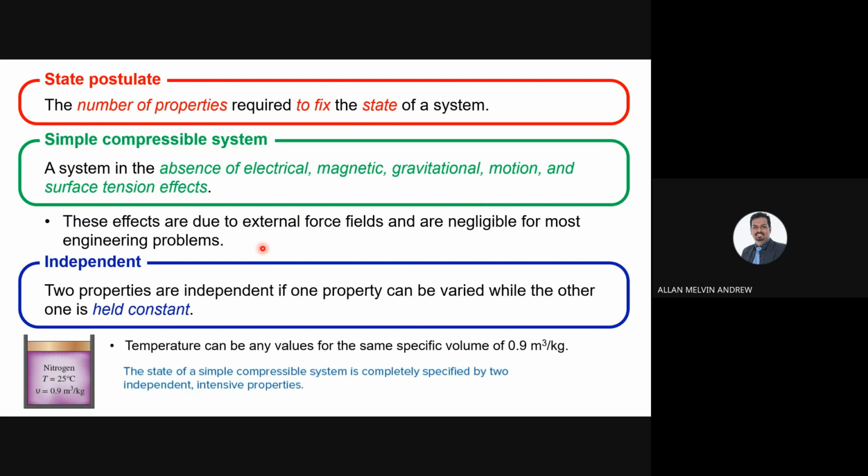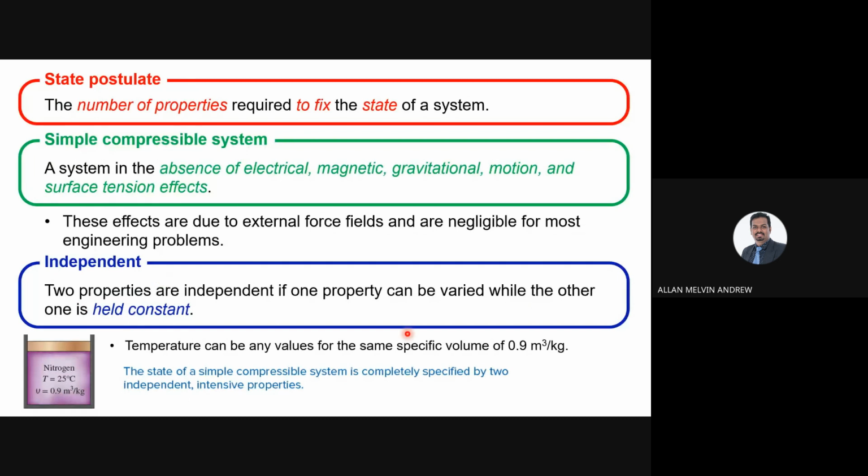Okay, then we have a term called independent properties. Two properties are independent if one property can be varied while the other one is held constant. So let's say you have two things that you want to control, two properties, for example mass and temperature. If the mass and temperature are not connected, meaning one is not influencing the other, we can say that they are independent properties.